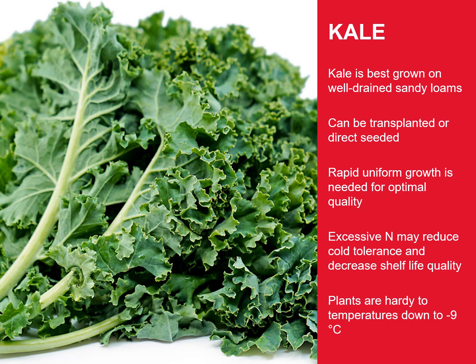Kale is best grown on well-drained sandy loams. It can be transplanted or direct seeded. It has quite rapid uniform growth, and that's essential for its optimal post-harvest quality. Excessive nitrogen may reduce cold tolerance in the crop, and it may also affect that shelf life quality too. Plants are hardy and can tolerate temperatures as low as -9 degrees C, so it has a similar hardiness to Brussels sprouts, for example.